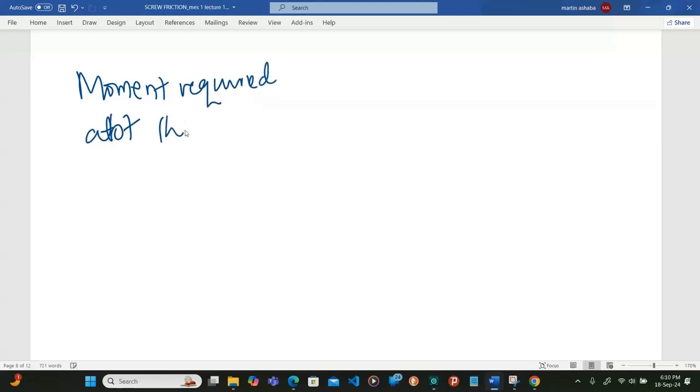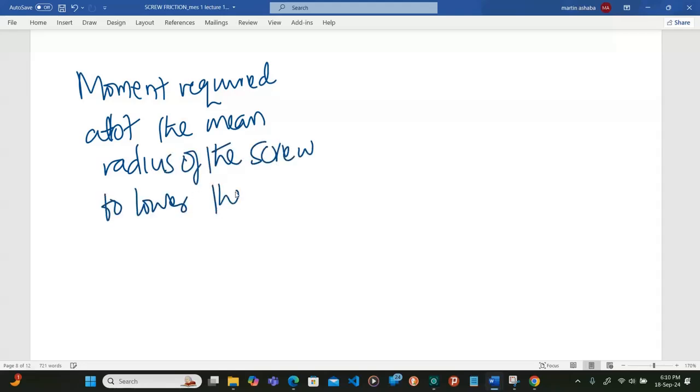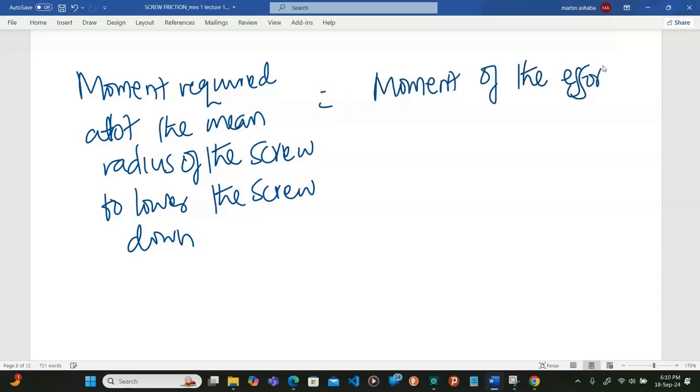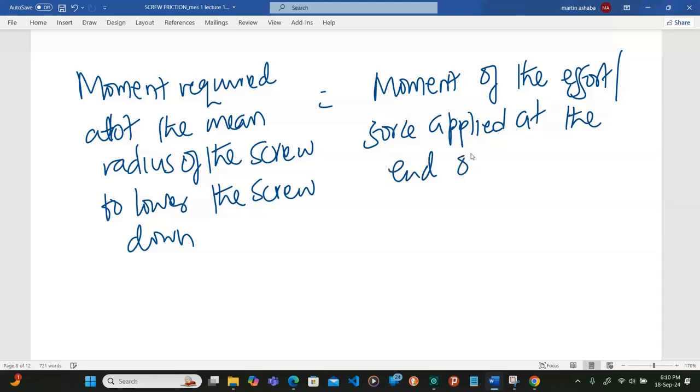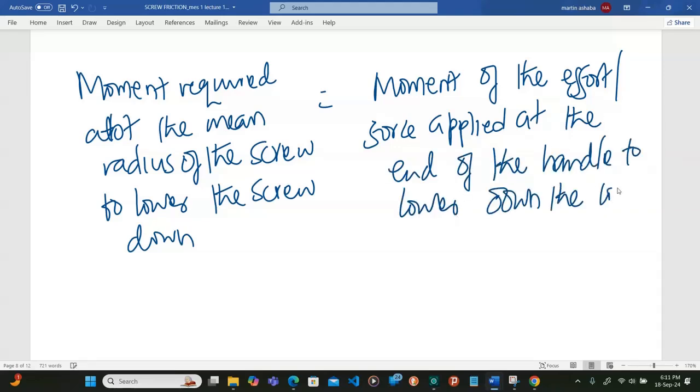So you'll say that the moment required about the mean radius of the screw to lower the screw down will equal the moment of the effort stroke force applied at the end of the handle to lower down the load.